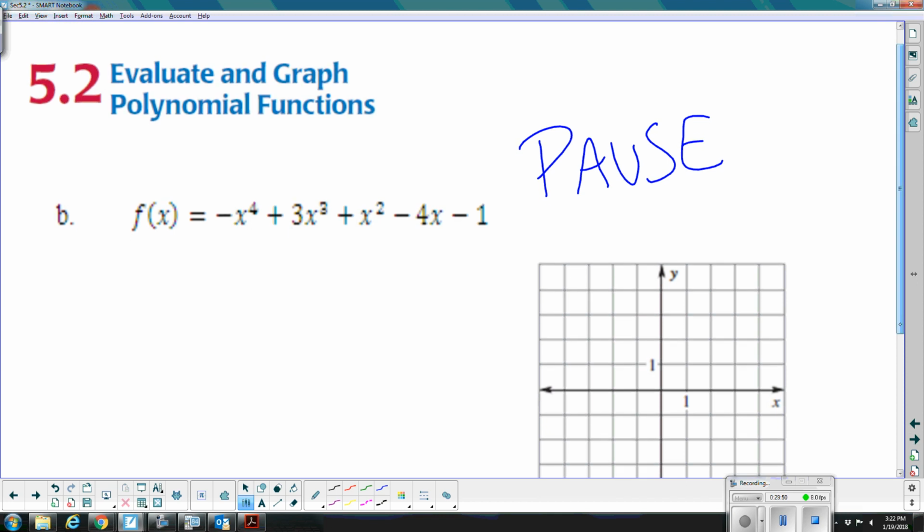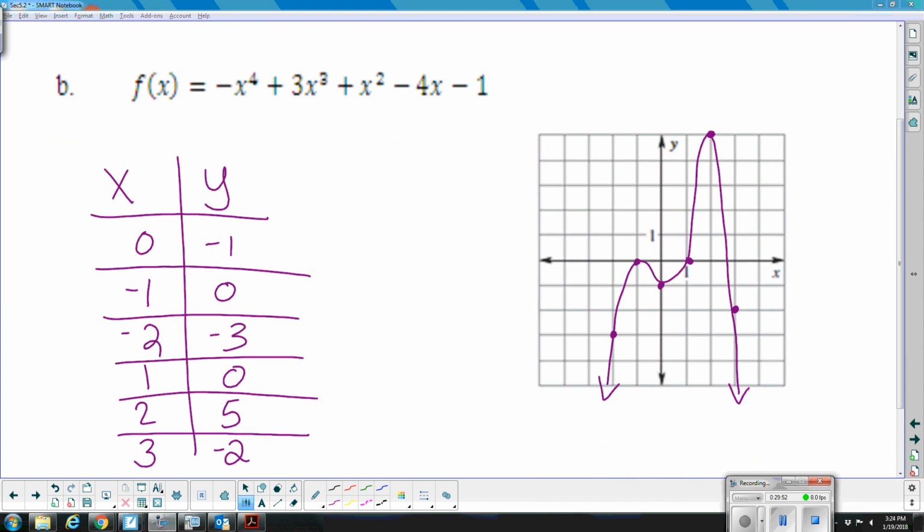I'll give you a bunch of points, and you can check your graph. Okay, so here's roughly what my graph should look like. Again, you should plot those points, make it a smooth quartic graph so that it's not a bunch of just pointy mountain-looking things. It should look more like hills. And check your end behavior.